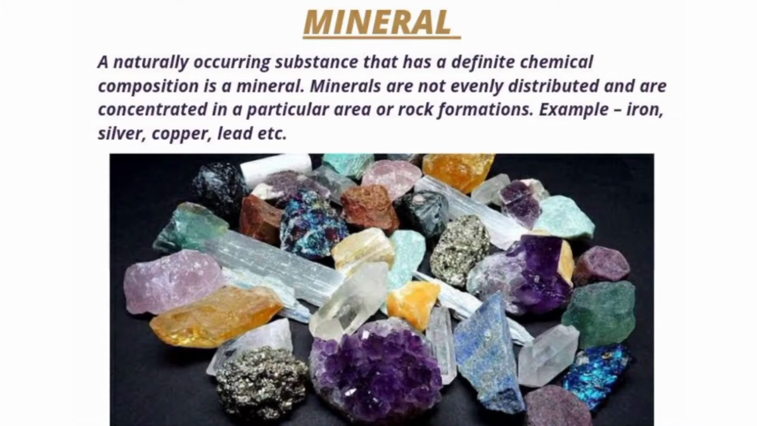Mineral. A naturally occurring substance that has a definite chemical composition is a mineral. Minerals are not evenly distributed and are concentrated in particular areas or rock formations. Examples: iron, silver, copper, lead, etc.